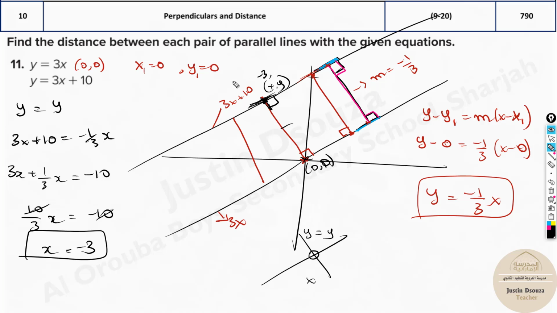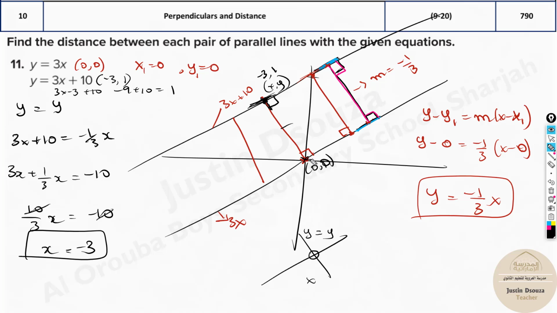So what is the y value? If you substitute x as minus 3 here, what do you get? It will be 3 times minus 3 plus 10, which is negative 9 plus 10, that is 1. So your y value is 1. The intersection point is negative 3, 1 for this particular second equation. The first one was 0, 0.